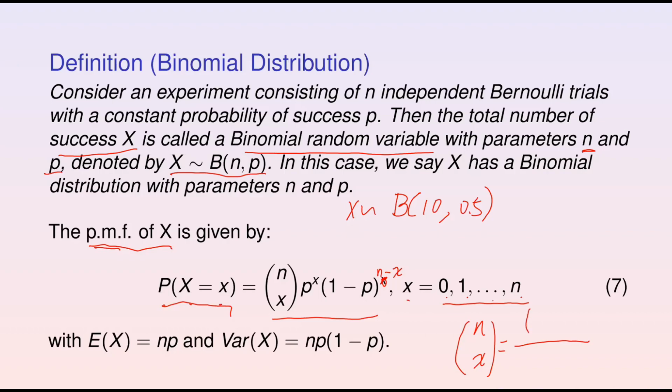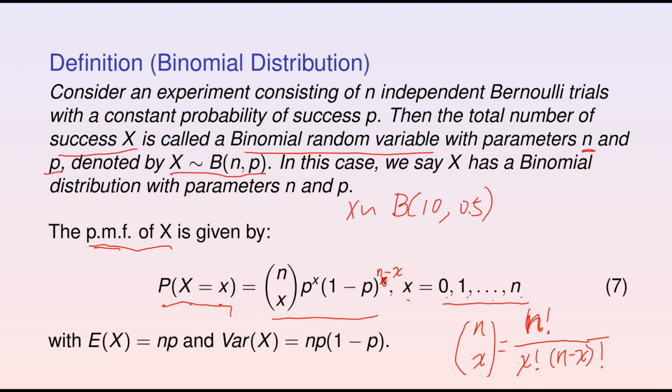N choose x is n factorial over x factorial times n minus x factorial. You can also use the calculator to find this number, as we did before on the TI-83 and 84.